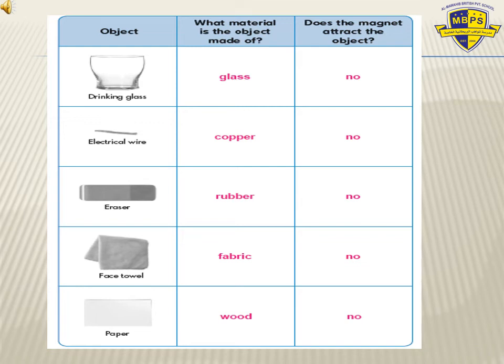Face towel, they are made of fabric. Can they attract? No. Paper, a few have mistakes here. The paper is made of wood, and will it be attracted to the magnet? No. Please write your answer now with nice handwriting.